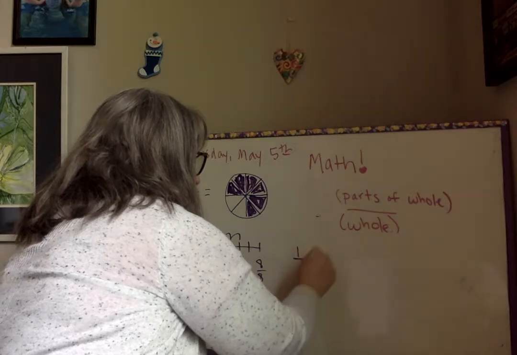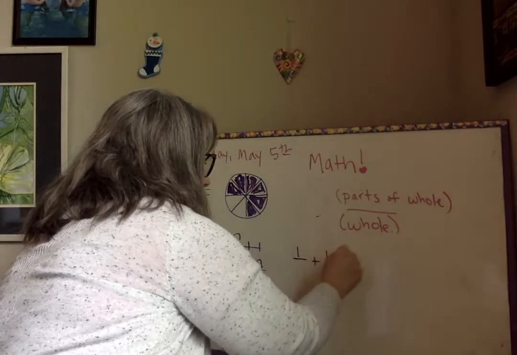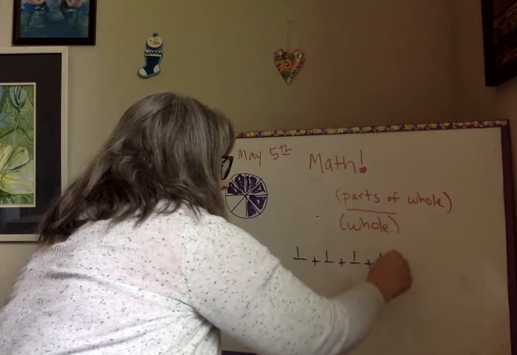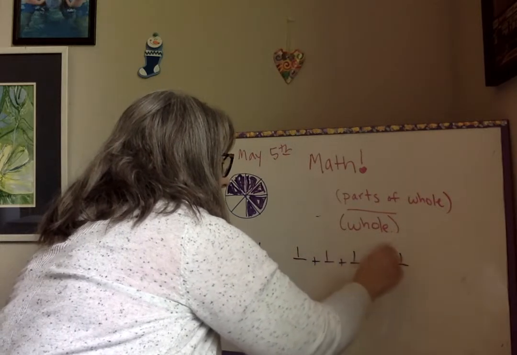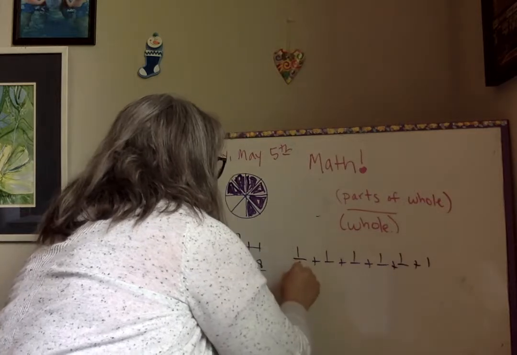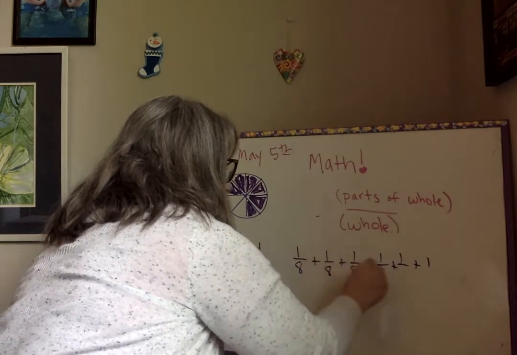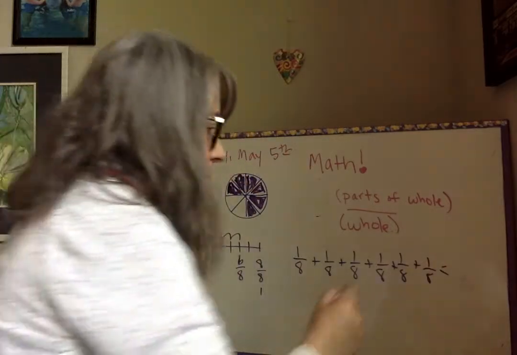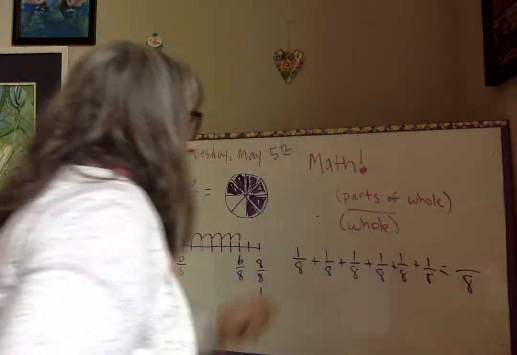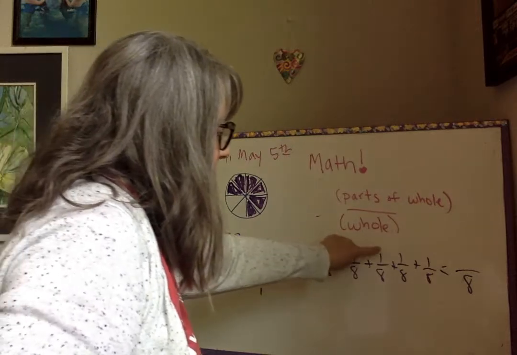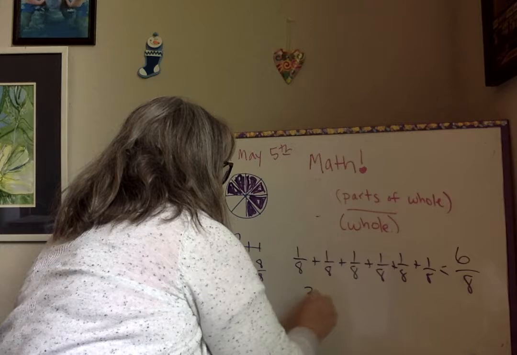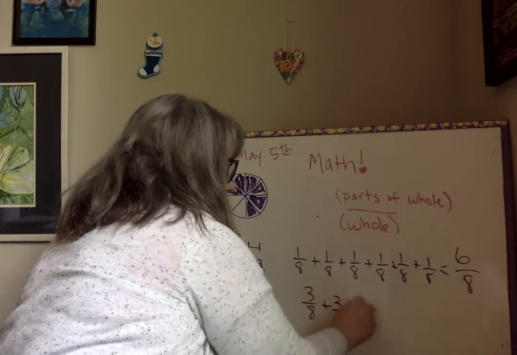how many ones can we have? We're going to have 1, 2, 3, 4, 5, 6. Now, our denominator is going to stay the same. It's going to be 8. How many are we adding? 1, 2, 3, 4, 5, 6. We have 6 eighths. And we could always do like 3 eighths plus 3 eighths.